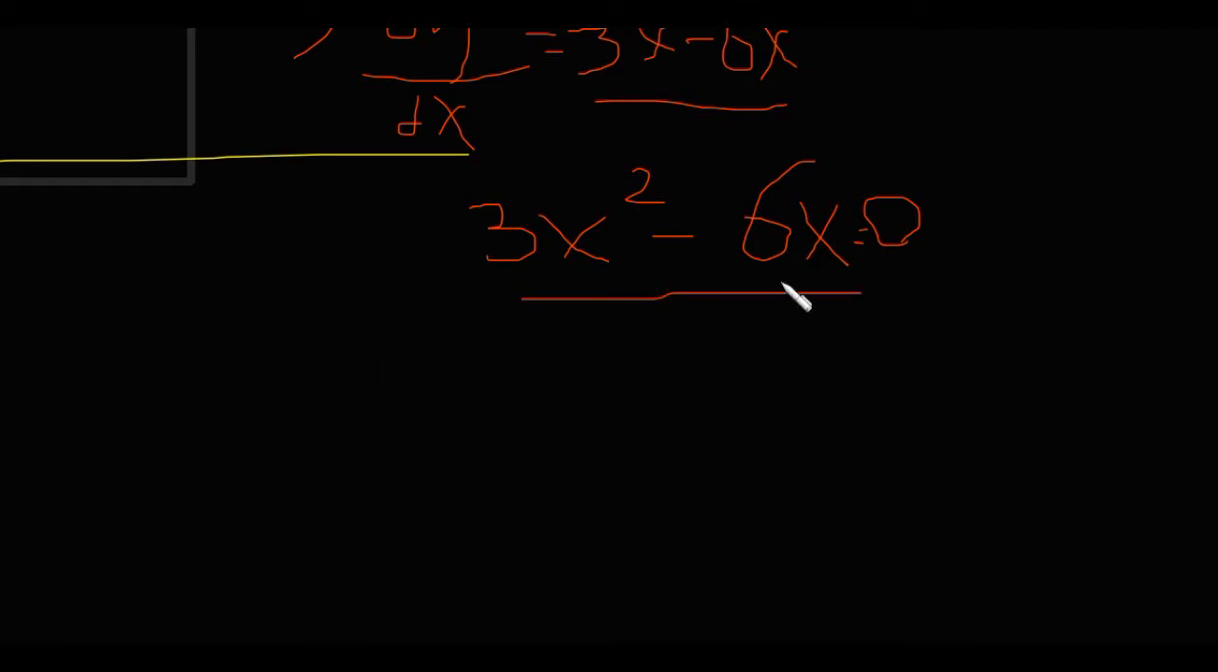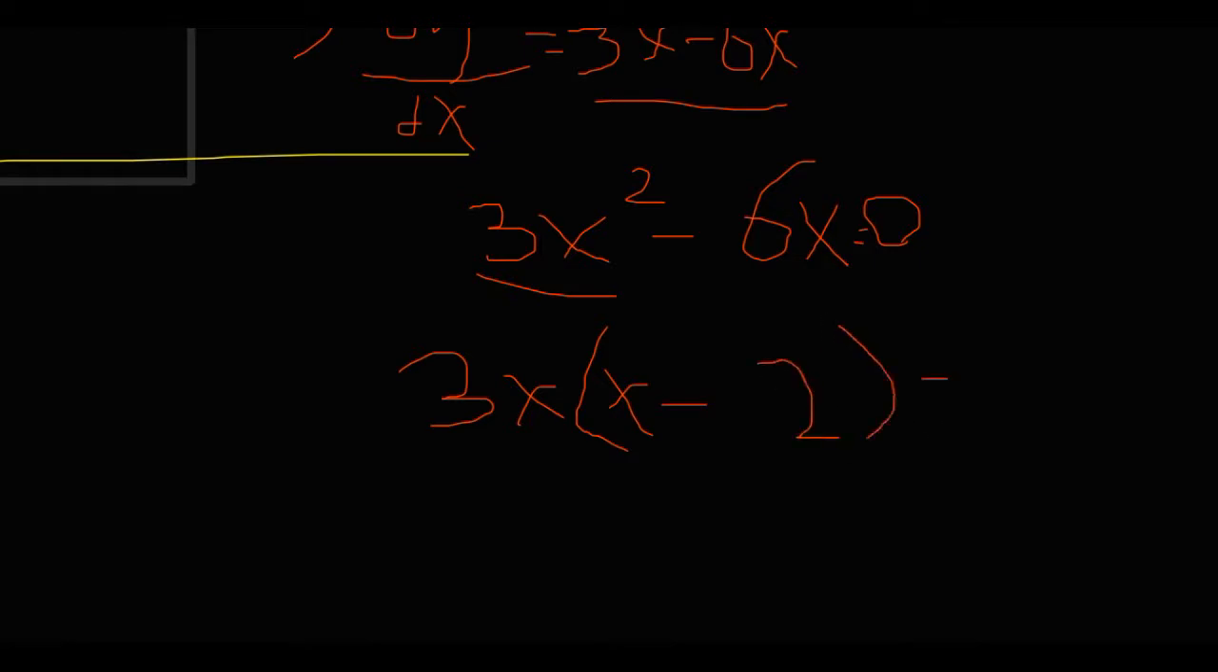So let's factorize. Let's take the common 3x out. So it's 3x times x, that means 1x for this term, and 3x times 2 gives us 6x, and that is negative, so we'll put minus 2, is equal to 0.